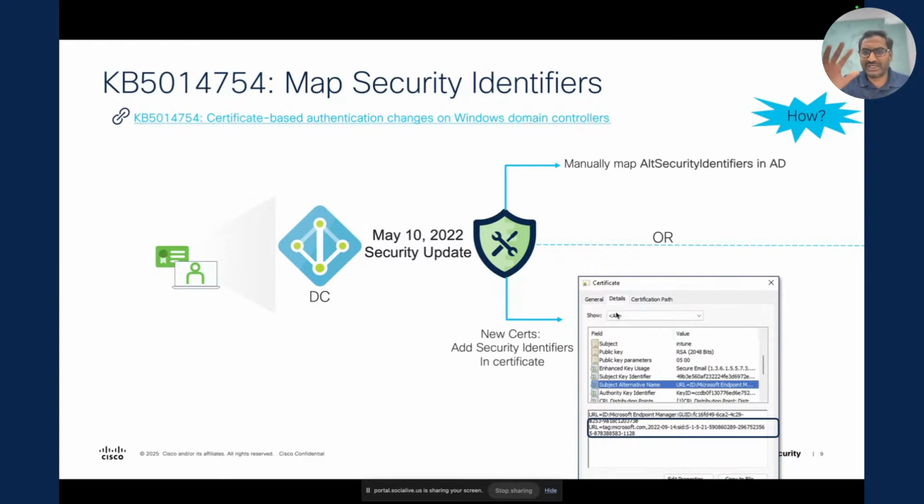There are two possibilities here in order to address this. It's basically doing a stronger mapping of your security identifiers in the certificate itself, so that your Active Directory can validate whether it is indeed given to Pawan's laptop or Pawan the user. That's exactly what it was doing. That's what this Microsoft update article is meant for.